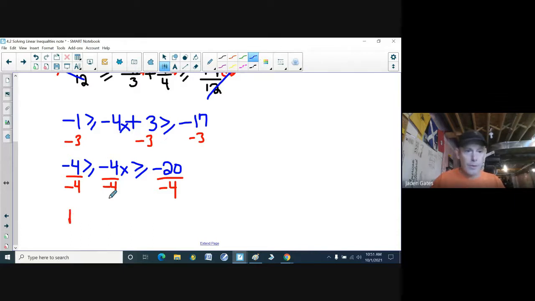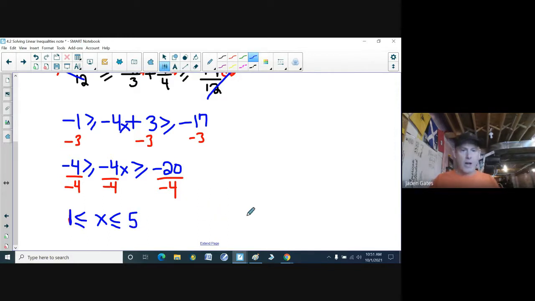Let's use the same color here. Now I divided by a negative number. So that means the greater than or equal to sign becomes a less than or equal to sign. Negative 4 divided by negative 4, I'm just going to be left with an x here. And again, this greater than or equal to sign becomes a less than or equal to sign. It switches. And then minus 20 divided by minus 4 is 5.